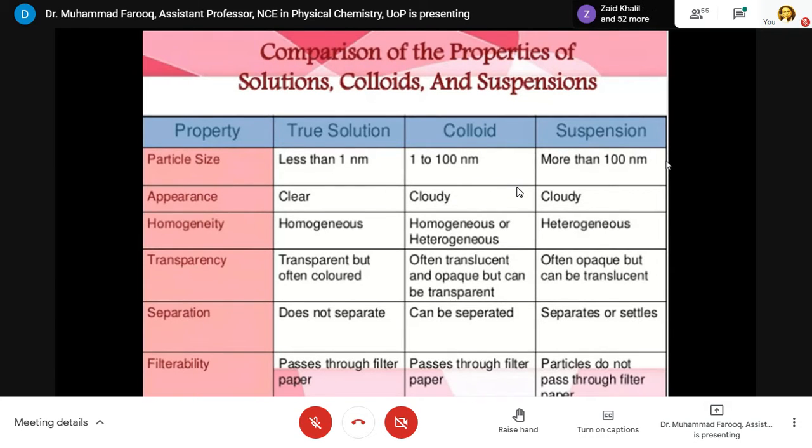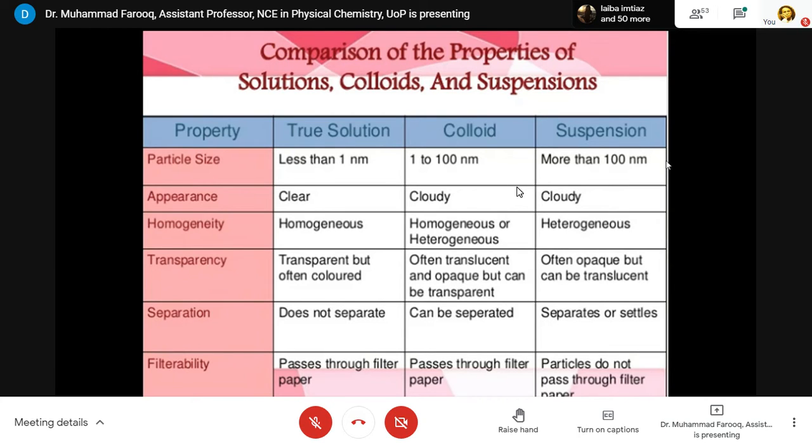While in the case of a true solution, the components are not able to be separated by any method, for example distillation or something. You can see it does not separate, while in the case of a colloid it can be separated. When you centrifuge it, you can see the butter will go down and the water will be on top of the butter. While in the case of a suspension, the particles settle, so after some time they get separated.